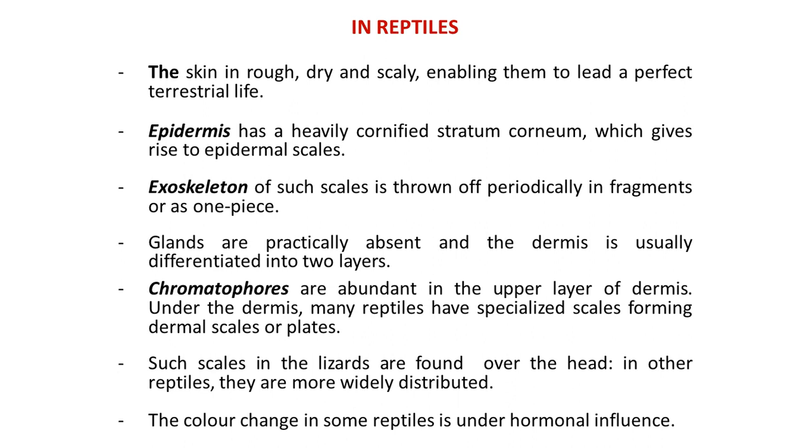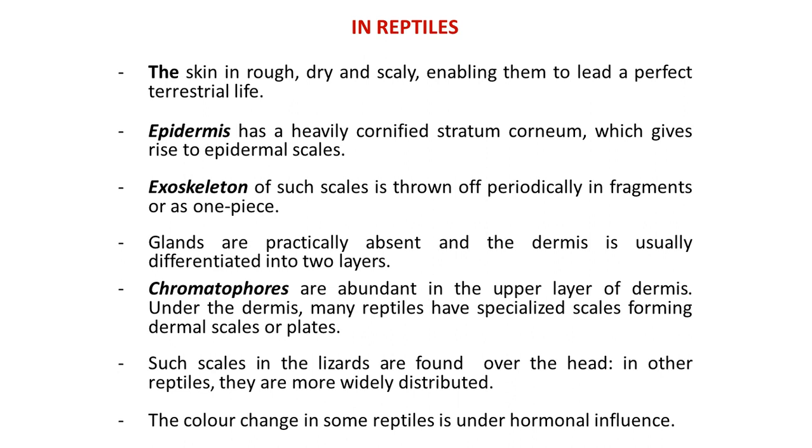In reptiles, the skin is rough, dry, and scaly, enabling them to lead a perfect terrestrial life. The epidermis has a heavily cornified stratum corneum, which gives rise to epidermal scales. The exoskeleton of such scales is thrown off periodically in fragments or as one piece. The process of shedding is noted in reptiles. Glands are practically absent, and the dermis is usually differentiated into two layers.